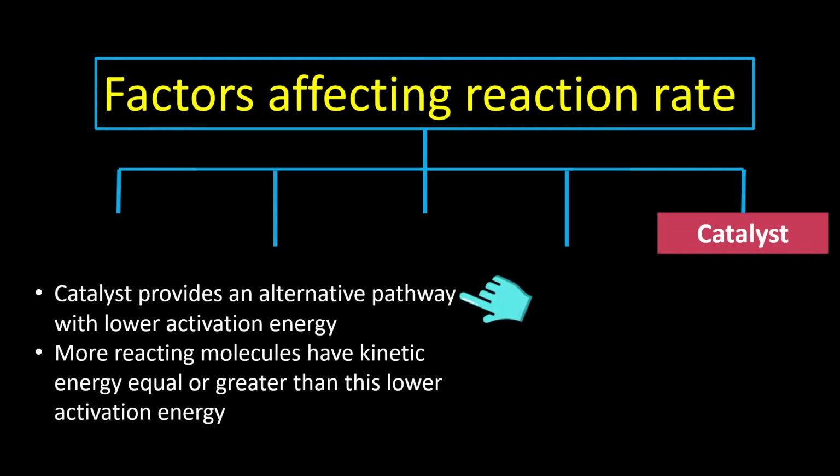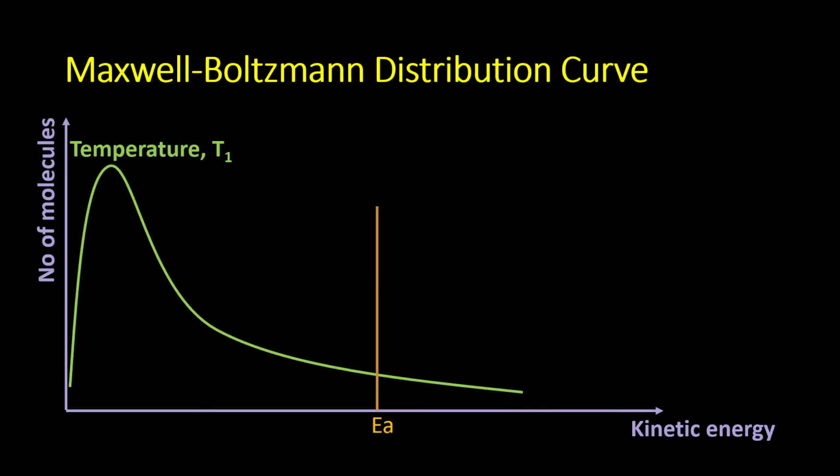The last factor is catalyst. A catalyst provides an alternative pathway with lower activation energy. Therefore, with lower activation energy, more reacting molecules could have kinetic energy equal to or greater than this lower activation energy. The effect of a catalyst on reaction rate can also be explained using the Maxwell-Boltzmann distribution curve.